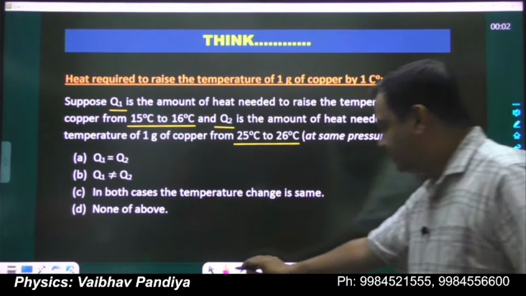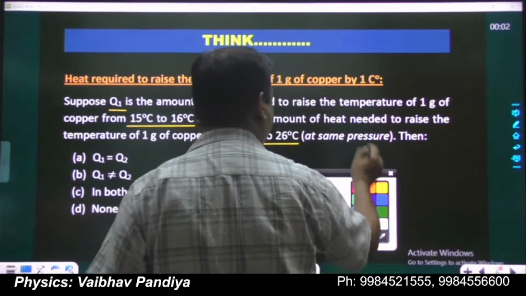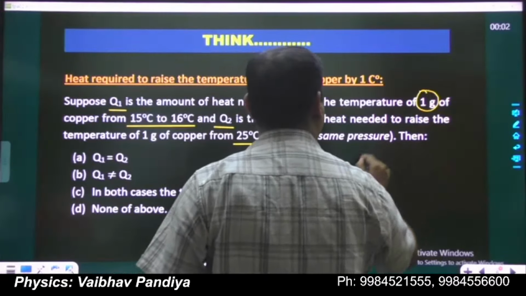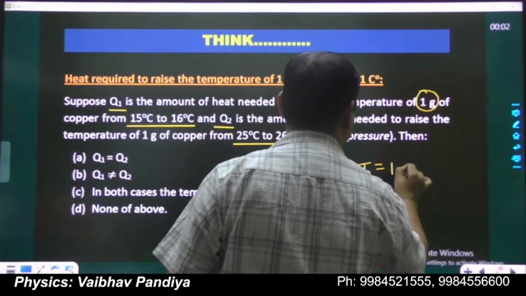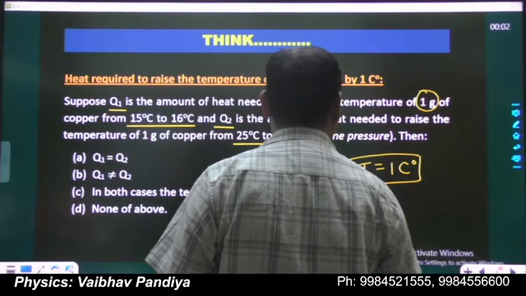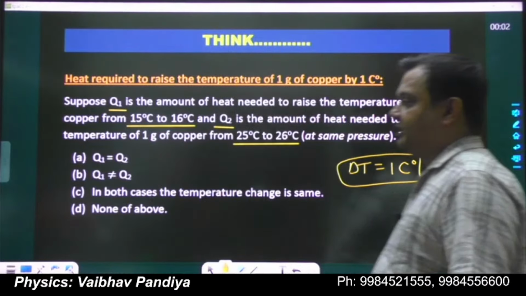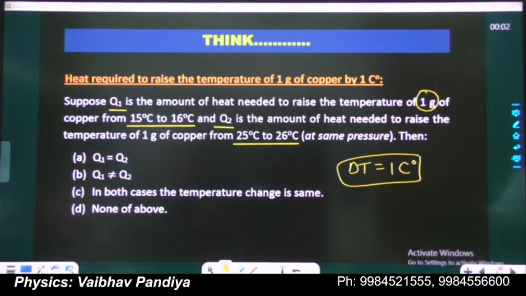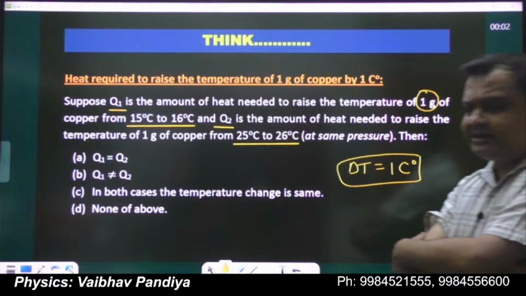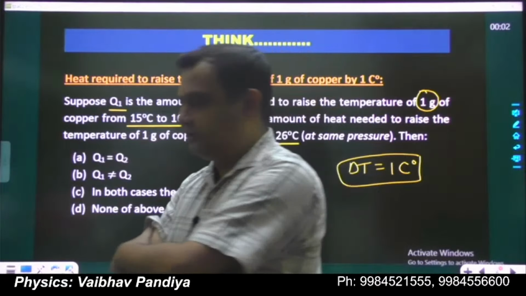Now see, in both the cases, the mass remains the same. It is 1 gram of copper. And in both the cases, you are changing the temperature by the same amount. So what do you think? Which option will be correct? Q1 will be equal to Q2. Q1 will not be equal to Q2. In both cases, the temperature change is the same. None of the above. Of course, more than one option may be correct. Suppose it is multiple correct, one or more options will be correct.